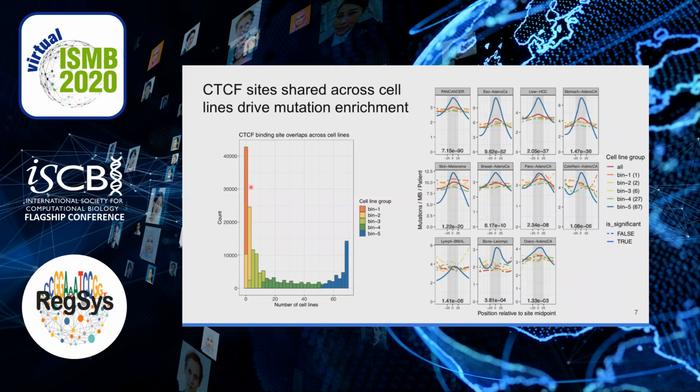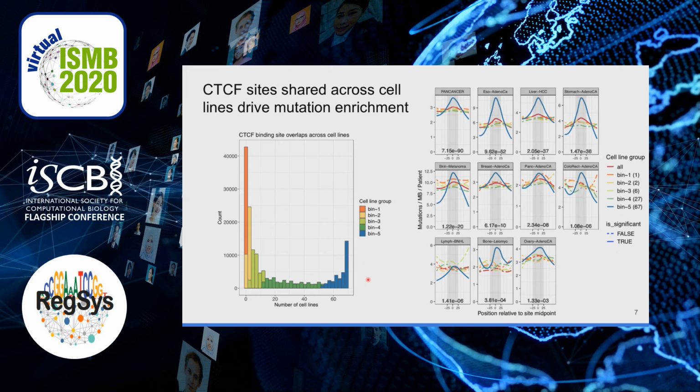On the left, I've plotted the distribution of site counts on the y-axis against the number of cell lines on the x-axis. We group CTCF binding sites into 5 equally sized bins based on how many cell lines a given site was derived from, where 1 is the minimum and 70 is the maximum. The 5 different groups are shown by these 5 different colors, where bin 5 corresponds to these highly shared sites across cell lines. And so the idea is that this is somewhat a proxy of CTCF binding site conservation and activation.